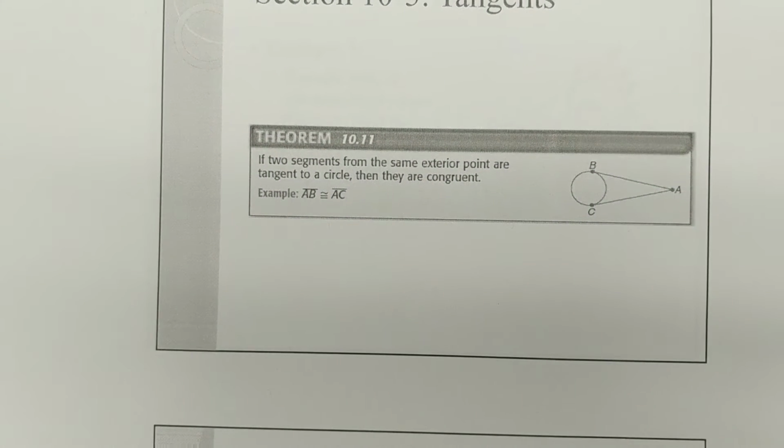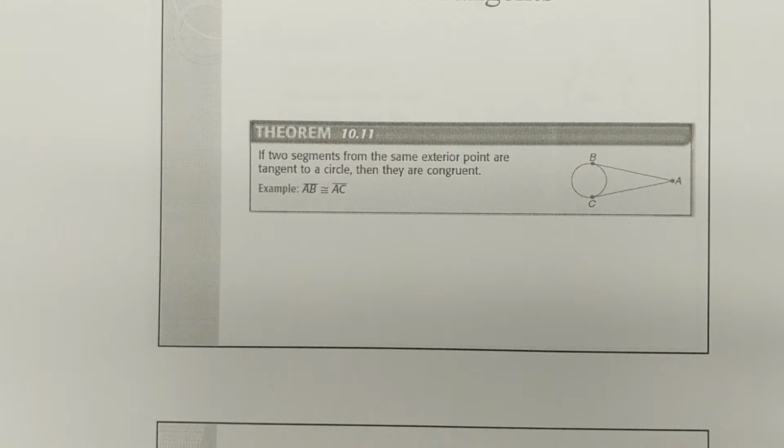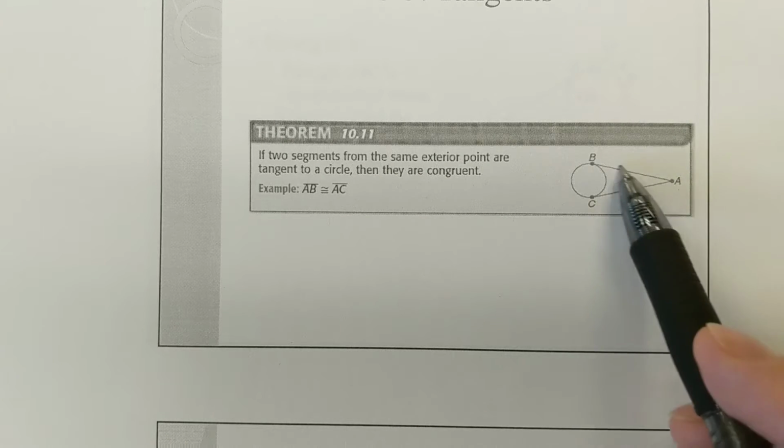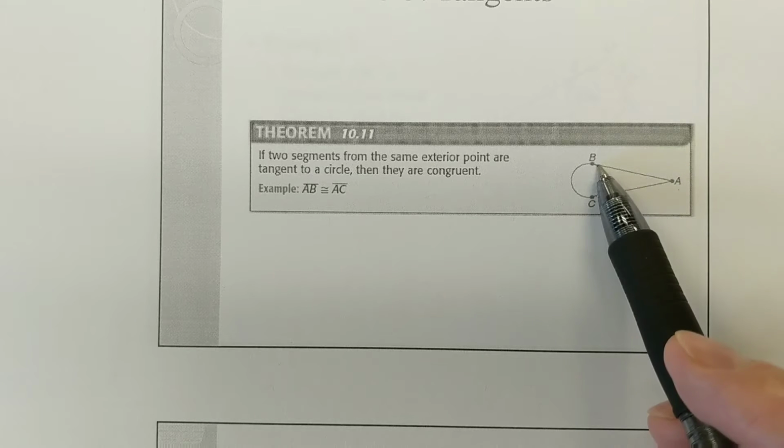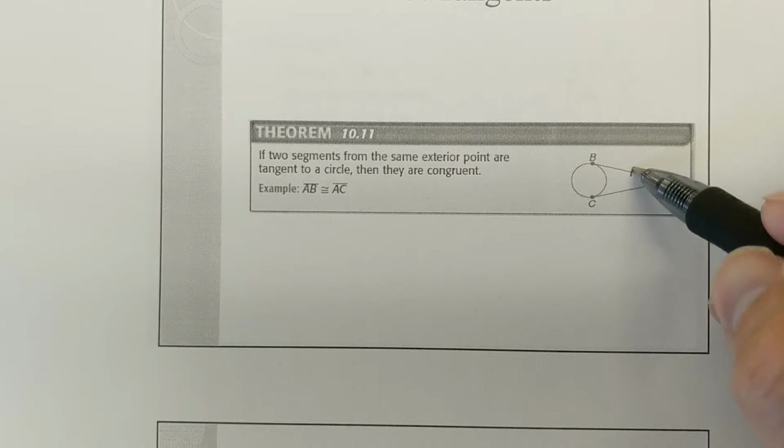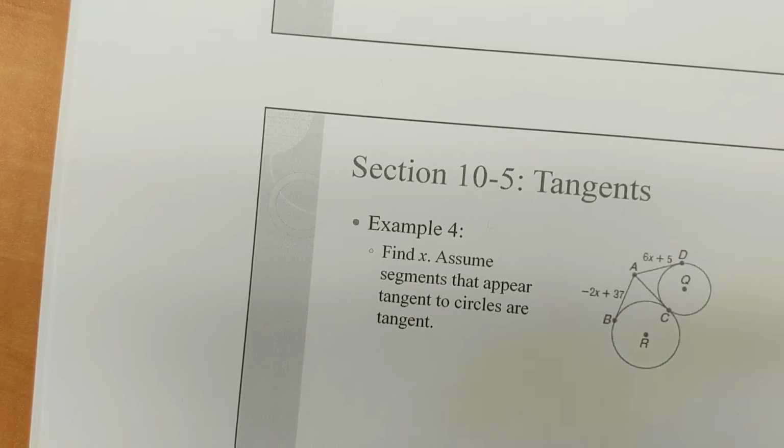Okay, theorem 10.11 states that if you have two segments from the same exterior point, in this case A, that are tangent to a circle, so AC and AB are both tangent, then they are congruent, they are the same length.